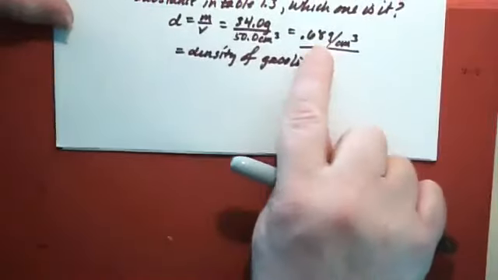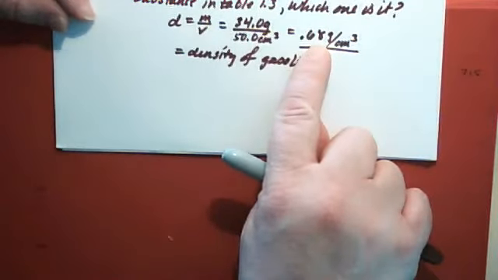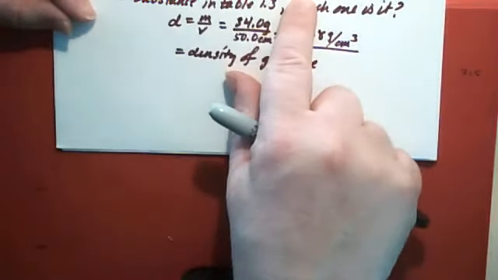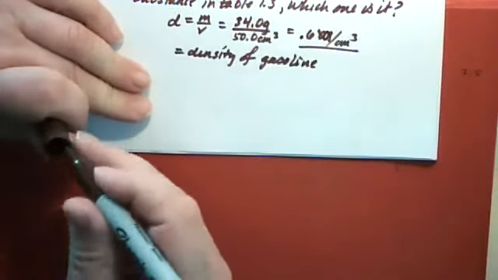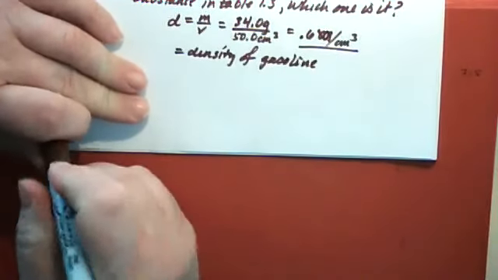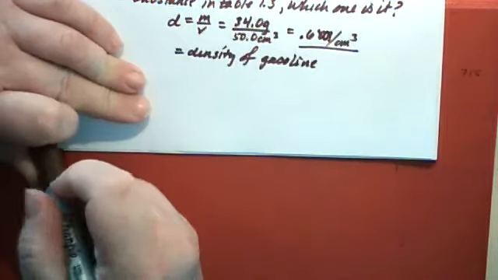Gasoline is listed as 0.680. And actually, given the numbers that we have here, I should have written that as 0.680, three significant figures. So it would match the number in the table exactly.